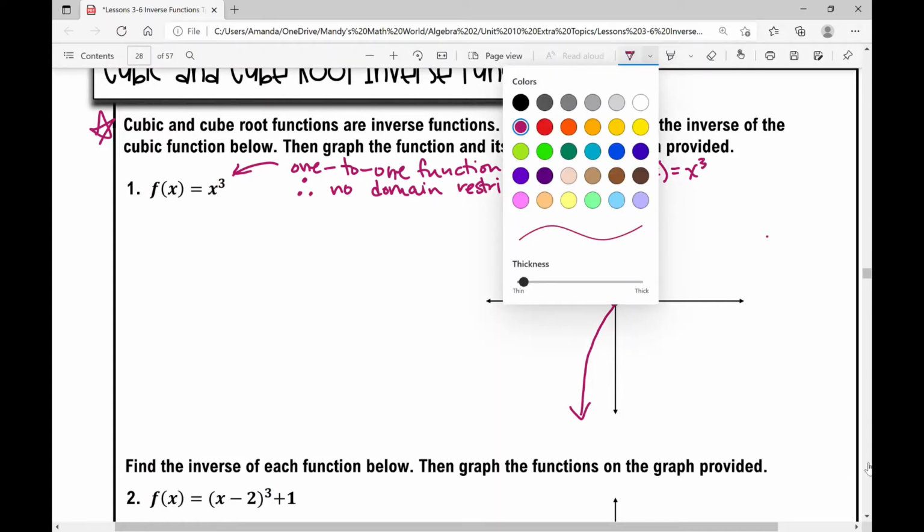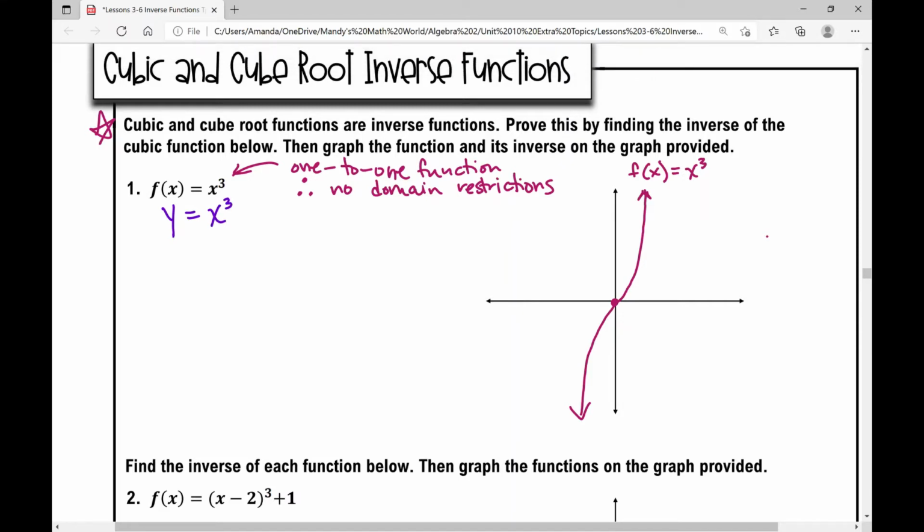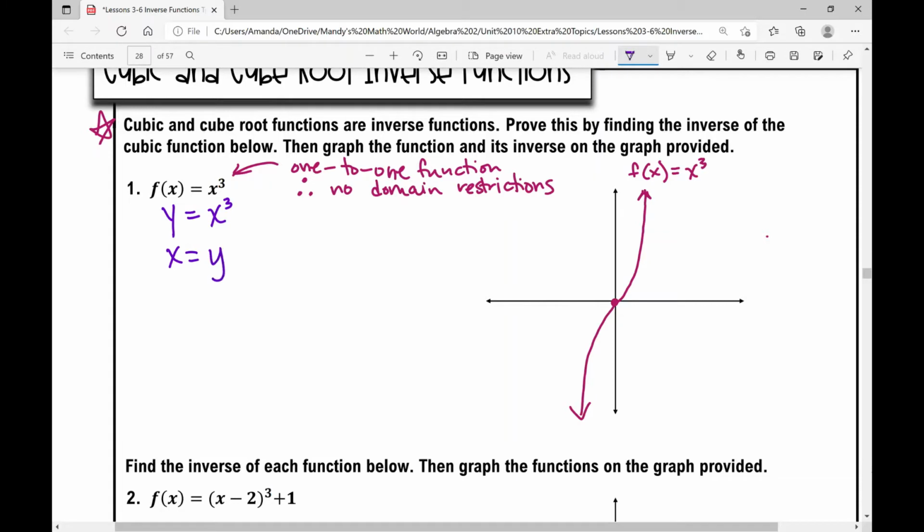Let me change colors here. I'm going to change it to purple. Well, I'm going to replace f of x with y. And this is just the same process that we've been doing on day 1 and day 2. And then now what am I going to do? I'm going to switch the x and y. So x equals y cubed.